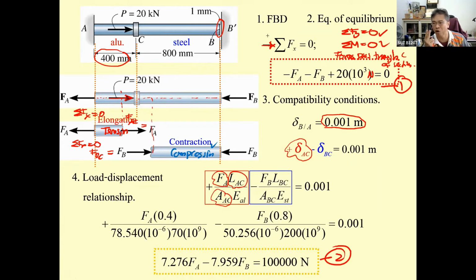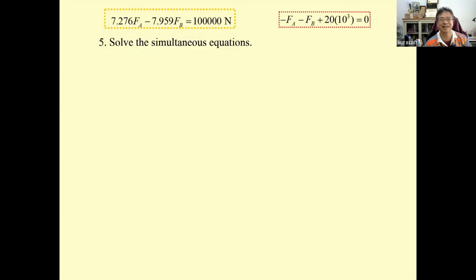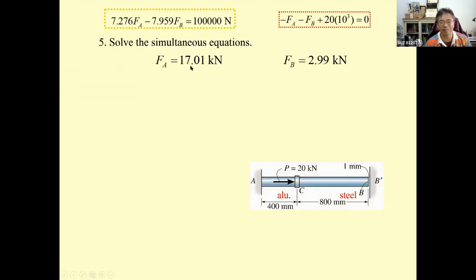You have just 2 unknowns. You can solve it easily by solving the simultaneous equations, that is up to you. Then you get F sub A of 17.01 and F sub B is 2.99. If you check with the summation of F sub x equal to 0, it's going to be in equilibrium. This one plus this one is going to be 20.